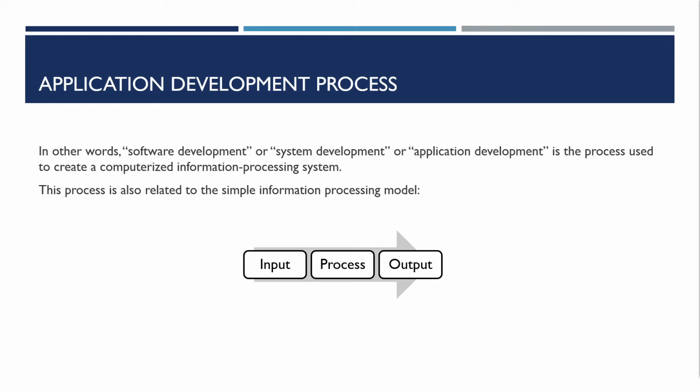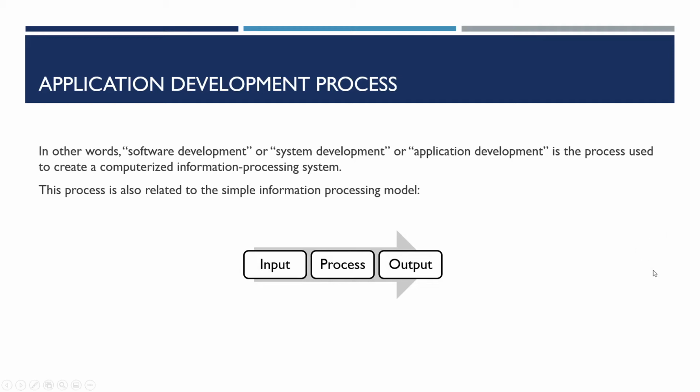Okay, this figure is the simple representation of an application development process. We have the input first, then the process, and then the output. So that's a simple representation of that. But it's not limited to that, because when you're in the process of developing an application, it can expand depending on the methodology that you are utilizing.